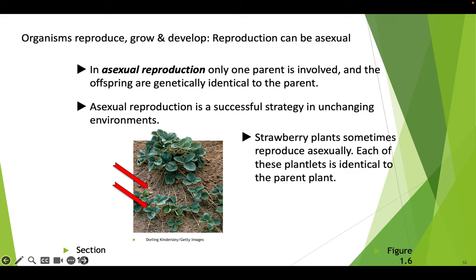And a good example of this are strawberry plants. If you've ever had strawberries in your garden, you might notice these runners, these shoots that come off of the original plant. And when they touch the soil, they grow a new plant. So a well-managed strawberry patch can become quite dense with strawberry plants quickly because of this asexual reproduction.